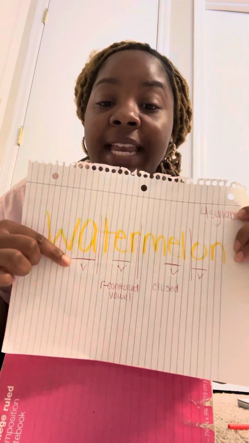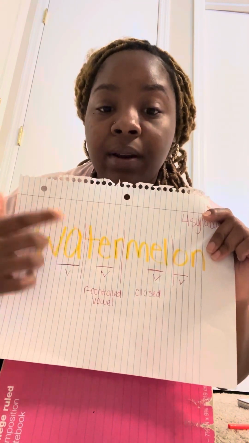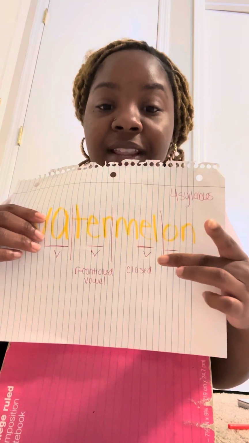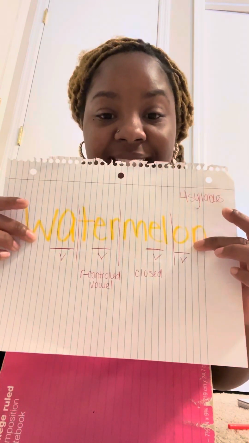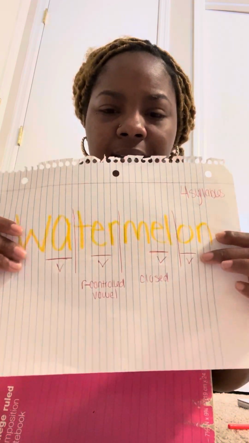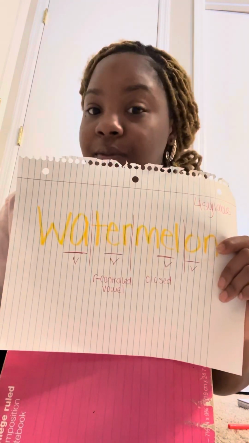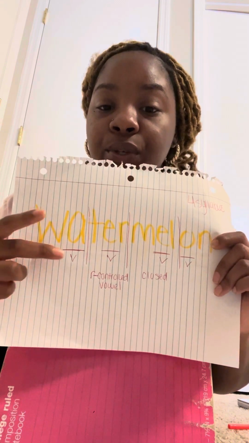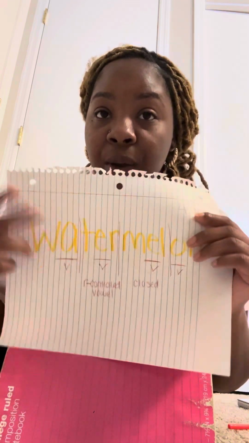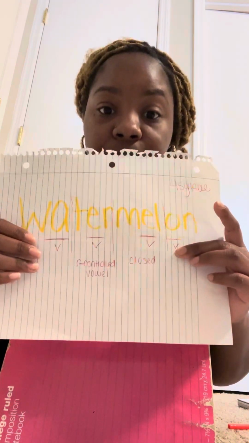I've already done that before. So we have an A in the word watermelon. We have an E in the word watermelon. I'm sorry, I just messed that totally up. So let me say that one more time because I'm trying to read backwards. So we have an A, we have an ER vowel, we have an E, and we have an O.